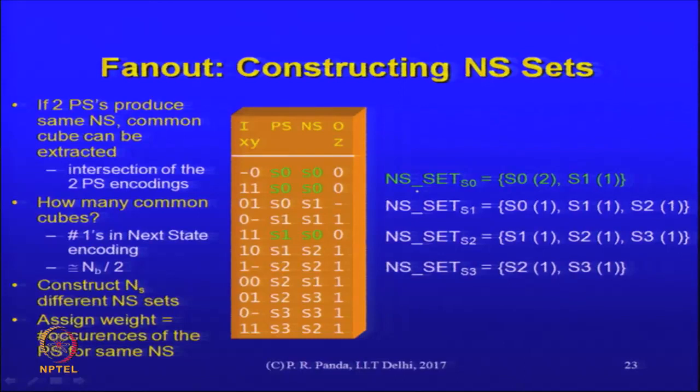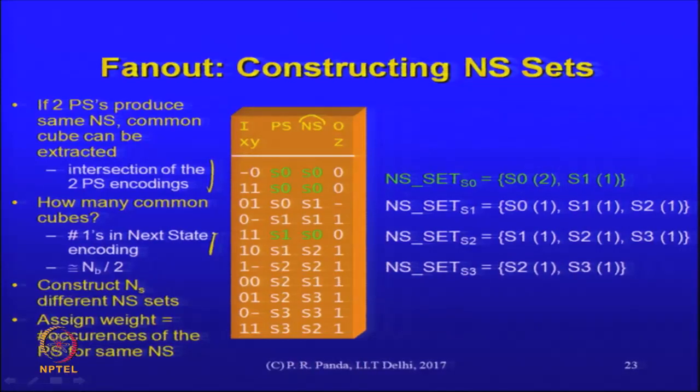Okay. So, that corresponded to the output. Now, let us look at the other part, which is the next state logic. Our idea was that if 2 present states produce the same next state, then a common cube can be extracted. That corresponds to the intersection of the 2 present state encodings. That was our first pattern. How many common cubes are there? That corresponds to the number of ones in the next state encoding. That I do not know yet, because the actual encoding will happen later.